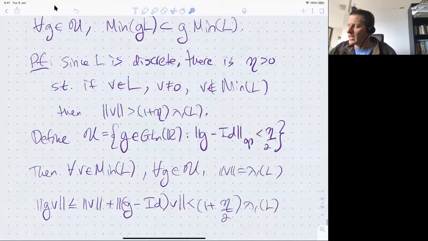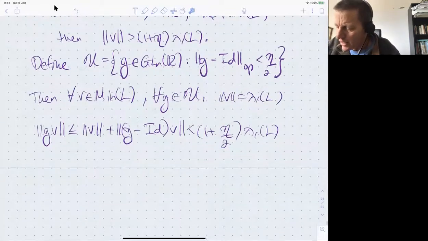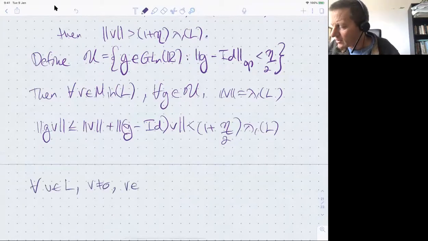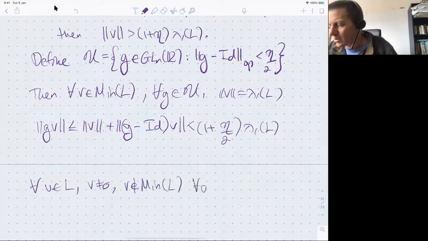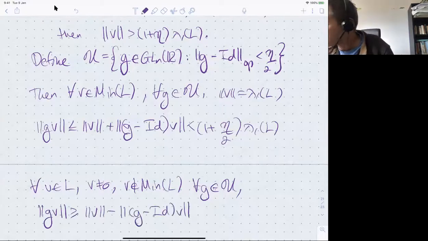So you're seeing that if you take a vector which was a minimizer, then its length can only be at most this number. On the other hand, if v is in L and it's not a minimizer and it's not 0, and G is in this open set U, then the length of Gv, again by the triangle inequality in the other direction, is bounded from below by this number.